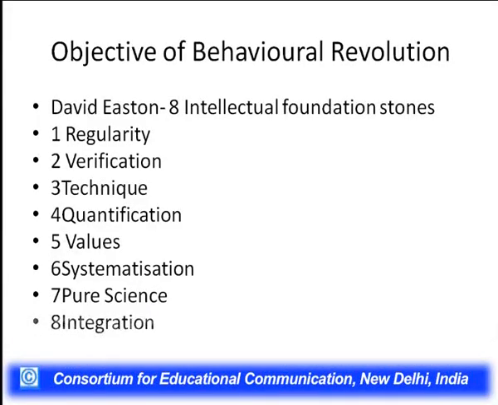Now, these are the 8 important intellectual foundation stones which are mentioned and laid by David Easton. They are very significant for understanding this entire behavioral revolution. He talks of 8 intellectual foundation stones. The first is regularity, second is verification, third is technique, fourth is quantification, fifth is values, sixth is systematization, seventh is pure science, and eighth is integration.